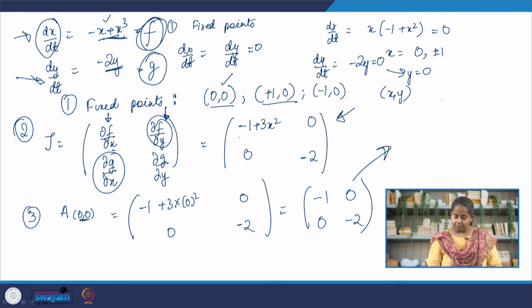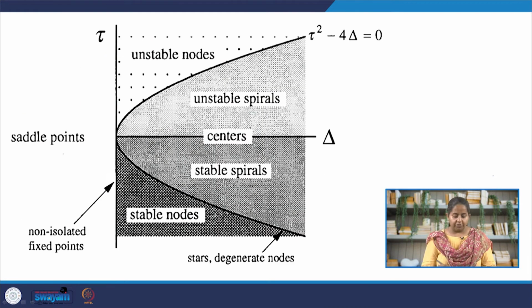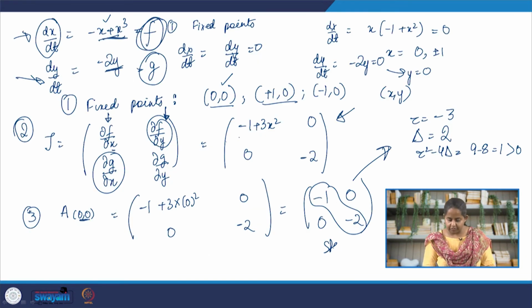In this case, I see that tau is equal to minus 3. Remember, tau is the trace of the matrix, and delta is the determinant of the matrix. The determinant is 2. So I am dealing with a situation where tau is negative and delta is positive. Now, what is tau squared minus 4 delta? 9 minus 8 is equal to 1, which is bigger than 0, so positive, which means our point lies in the fourth quadrant, outside the curve. If you look at our diagram, tau is negative and delta is positive, so we are in the fourth quadrant and we are dealing with a stable node.